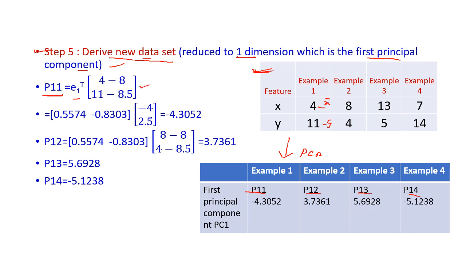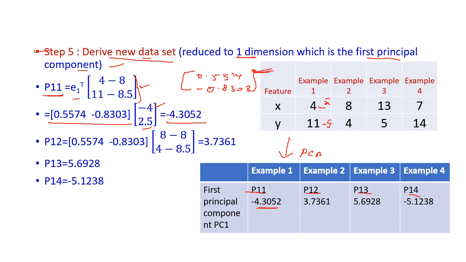So, what is E1? E1 is 0.5574 and minus 0.8303, isn't it? Now, E1 transpose is this one. E1 transpose multiplied by (minus 4, 2.5). So these values, which is equal to minus 4.3052. So this one.